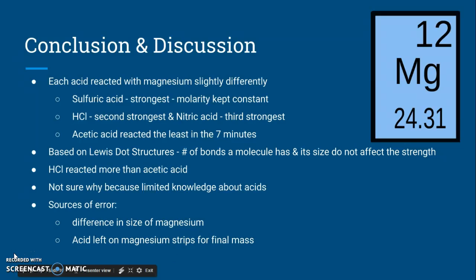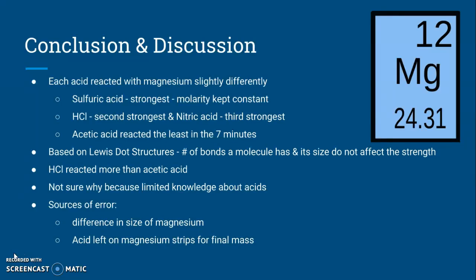Our results showed how each acid reacted with magnesium in a slightly different way. Based on how much mass was left of each magnesium strip after reacting, it's easy to conclude that sulfuric acid was the strongest acid when molarity was a constant. Hydrochloric acid was the second strongest, and nitric acid was the third strongest. Acetic acid reacted the least with magnesium out of all of the acids.